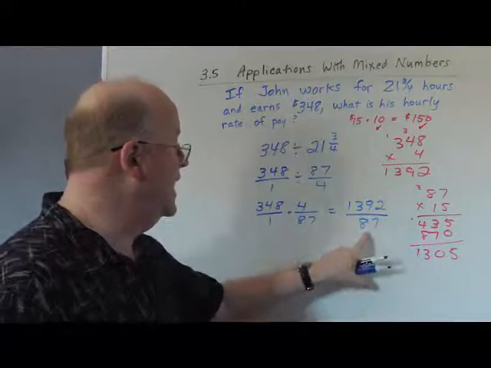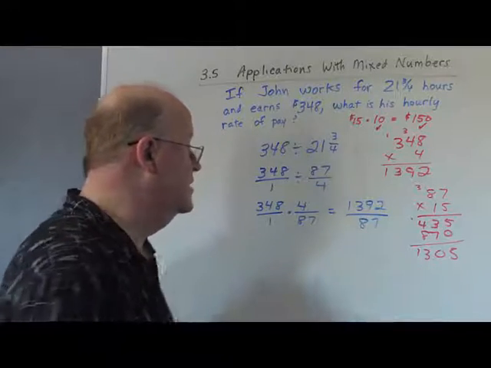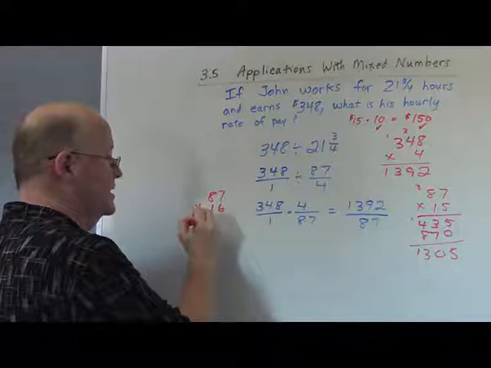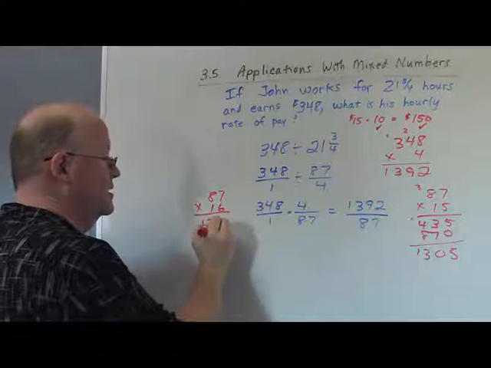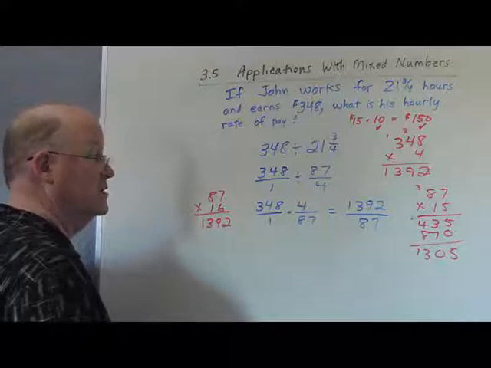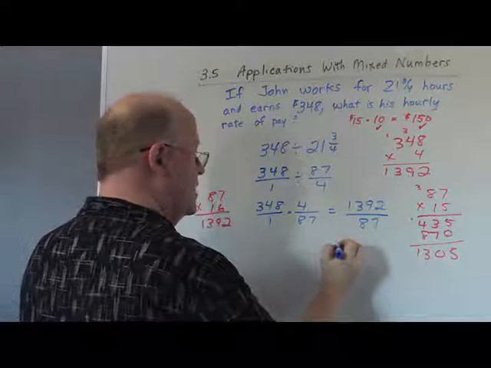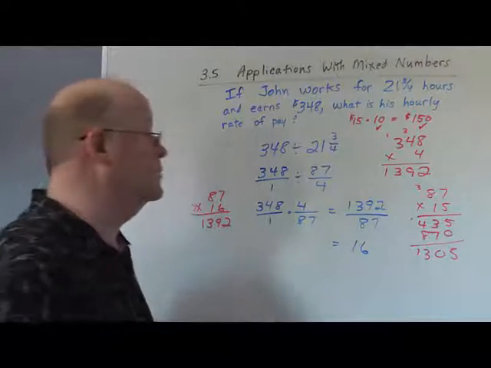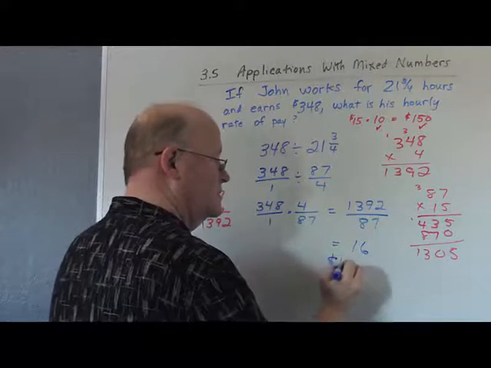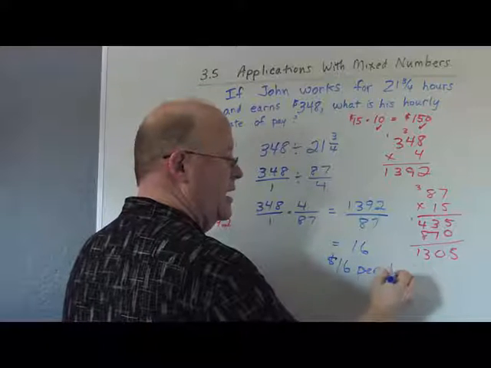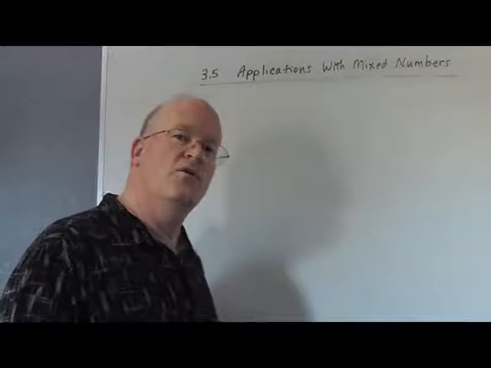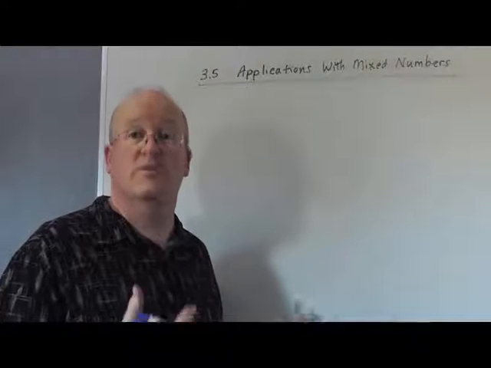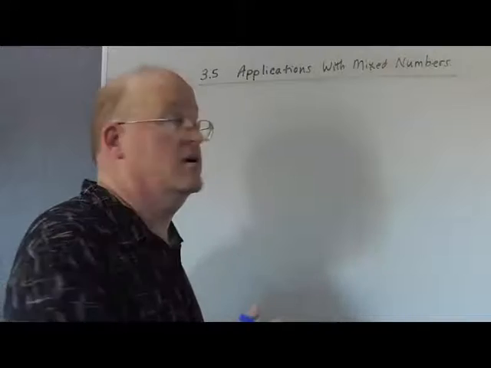And notice here, if we add 87 to this, it turns out that 87 times 16 is going to end up being 1392 on the nose. So we're going to find out that our answer is going to be 16. What is his hourly rate of pay? I'm going to write $16 per hour. Now you notice we've kind of slipped into the category here of order of operations with mixed numbers, so that's what we're going to work on next.